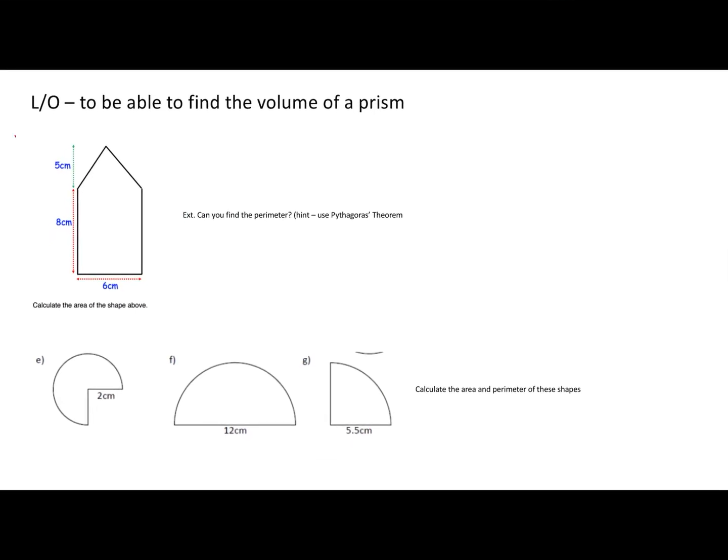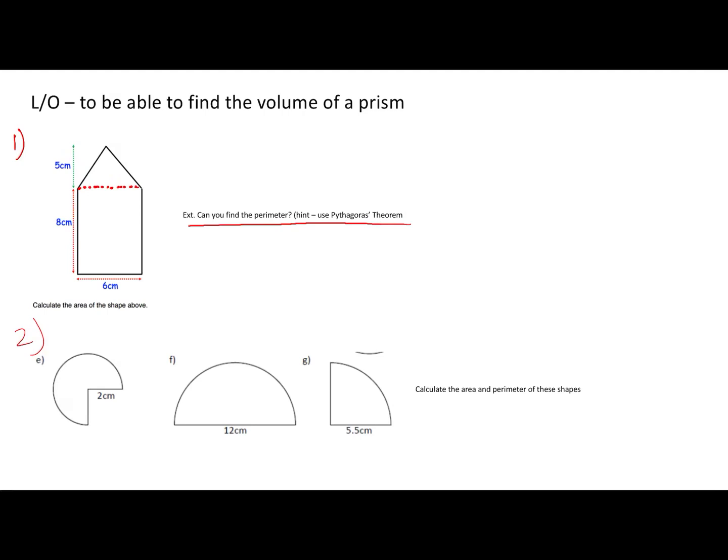Let me just give you a few hints to get you started. First of all, I'd like you to find the area of this shape, and if you can, find the perimeter as well as a little extension, okay? And then I would like you to find the area and perimeter of these three shapes down here, these sort of circular looking ones. The first one, the basic structure of how you're going to do it is you're going to split it into two shapes, okay? And so find the area of those two shapes and add them together.